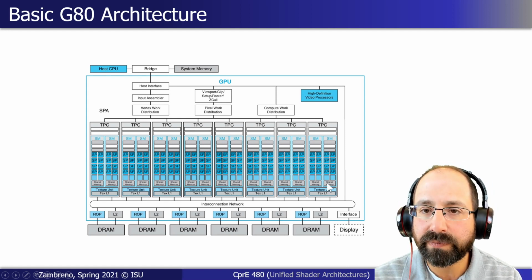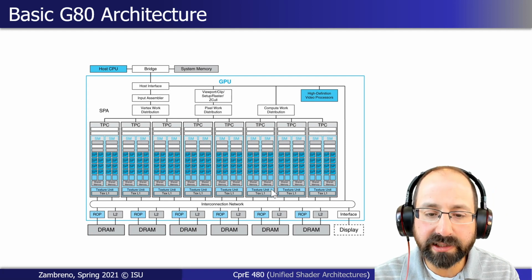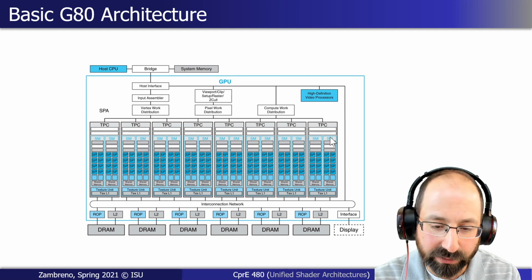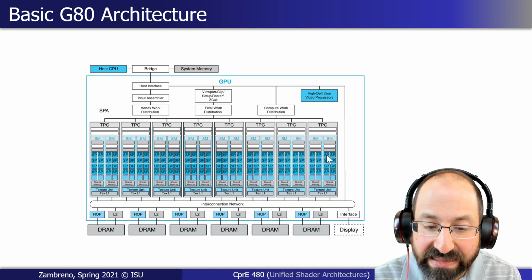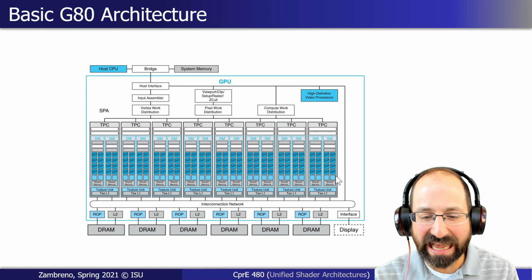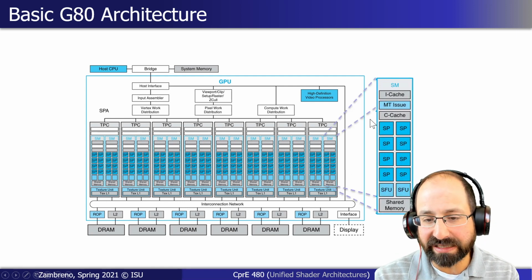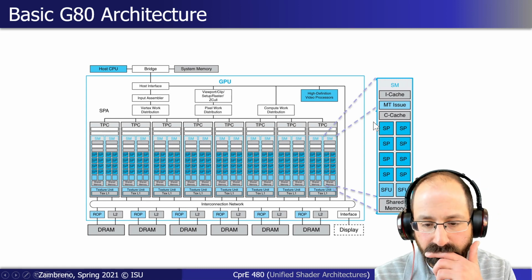These individual boxes, I don't know if you can see my mouse cursor here, are the individual SMs, and they're labeled as such. And then inside each SM are 8 of these CUDA cores, or these SPs here. This is straight from your 381 textbook. You can blow up the individual SM to see what it's actually doing.